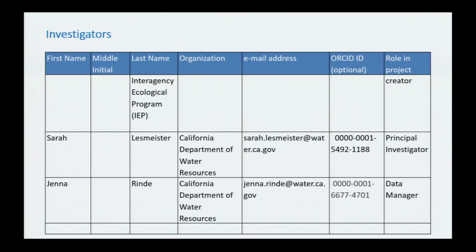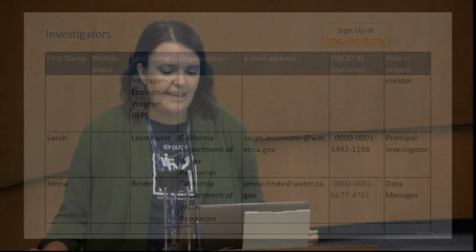Another important thing is to make the role in project for IEP the creator. Then, for example, I have myself listed as the data manager, and my supervisor. And something you may not be familiar with is this ORCID. An ORCID is an Open Researcher and Contributor ID. It's an ID that links to your profile, and it can store all your professional information and your accomplishments. It's free, it's easy to sign up, the link is on there, and you can easily have that associated with your data as well.